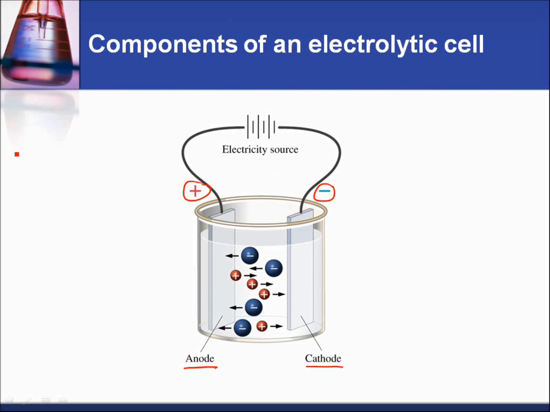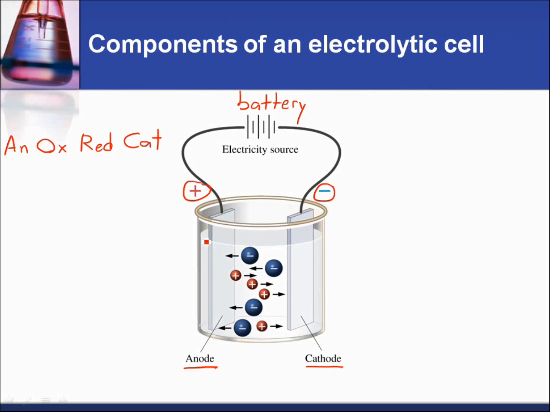Okay, now an ox and red cat is the same. So oxidation is at the anode, reduction is at the cathode. Okay, don't forget that. Now this thing at the top here, that's a battery. So you must draw in the battery. Okay. So there are the components.